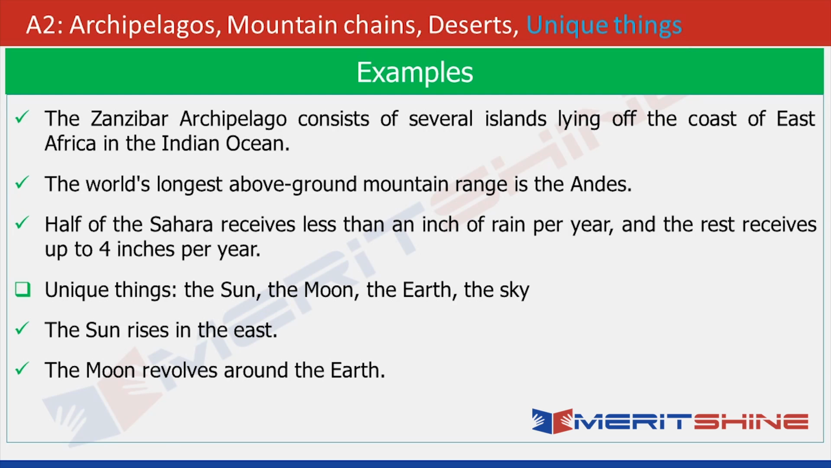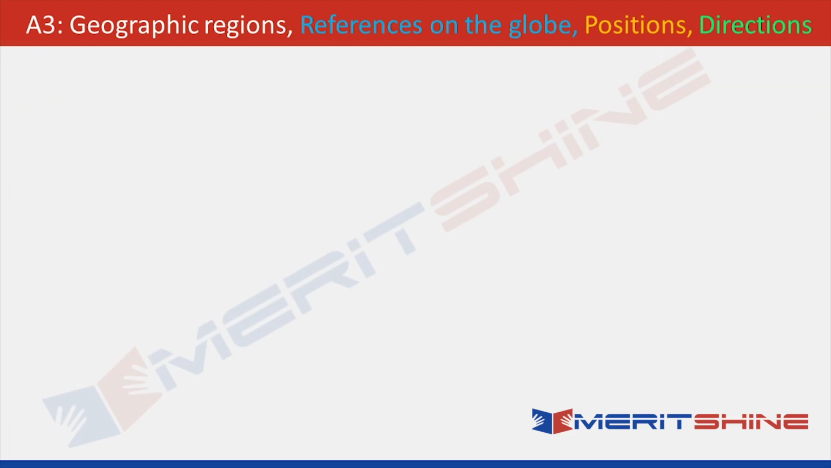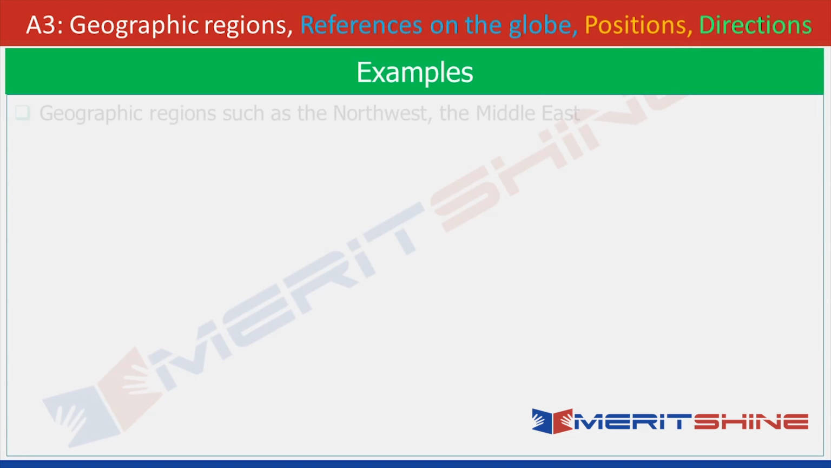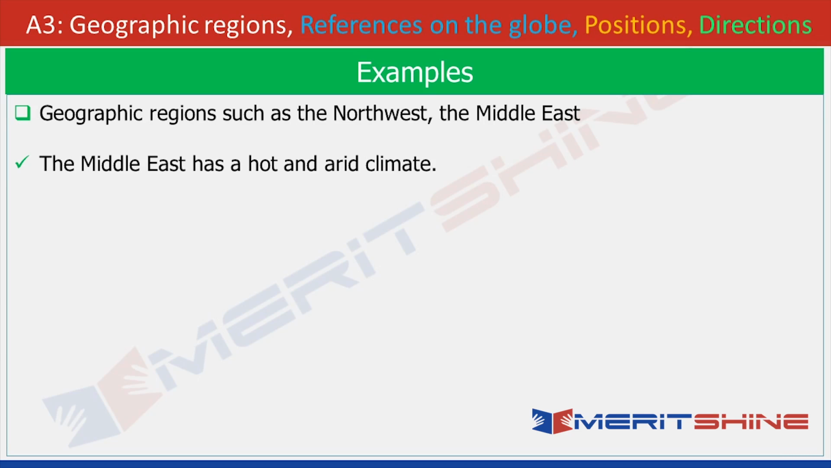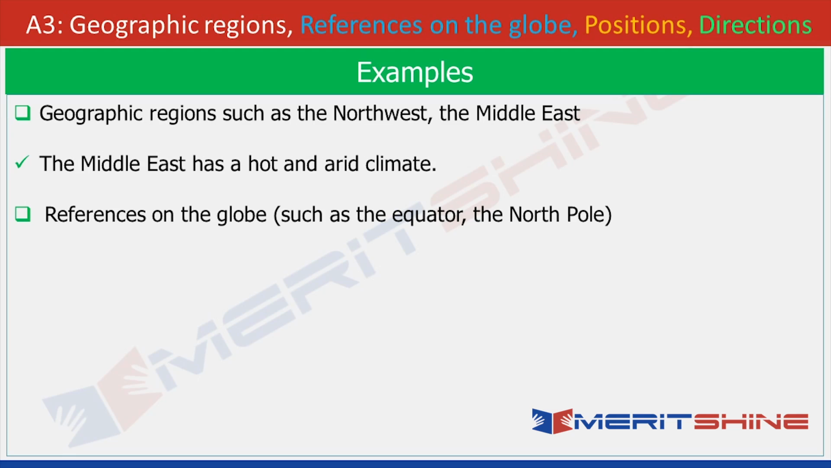Let us now discuss the case A3. It contains the names of geographic regions, references on the globe, positions and directions. We already discussed the names of geographic regions and references on the globe except equator are proper nouns. The names of positions are common countable nouns and the names of directions are common uncountable nouns. Geographic regions such as Northwest and Middle East take the article the. Thus, we have the sentence, the Middle East has a hot and arid climate. References on the globe such as the equator, the North Pole take the article the.